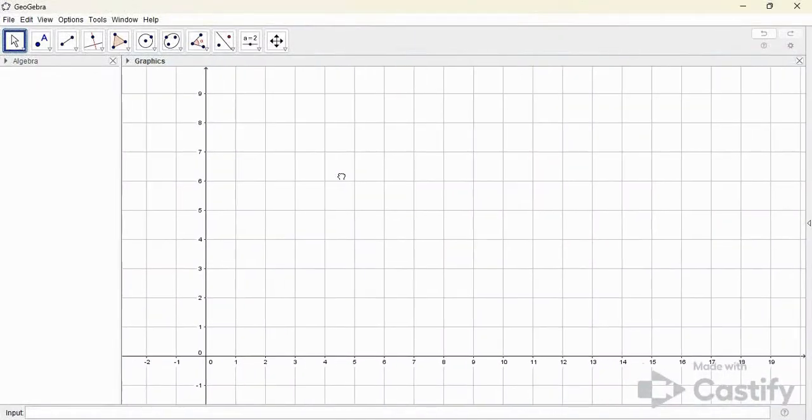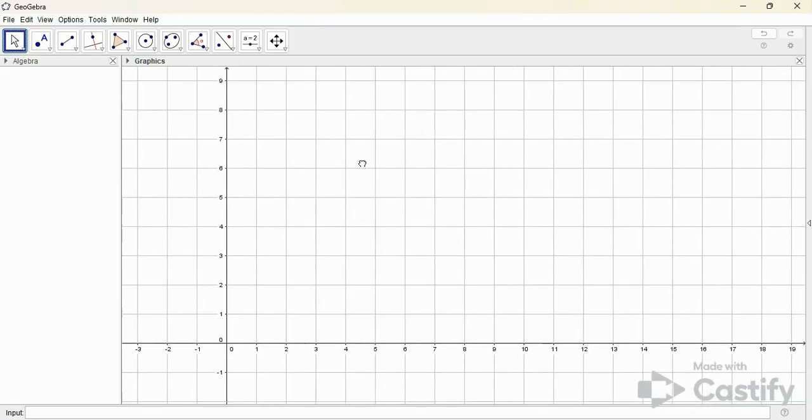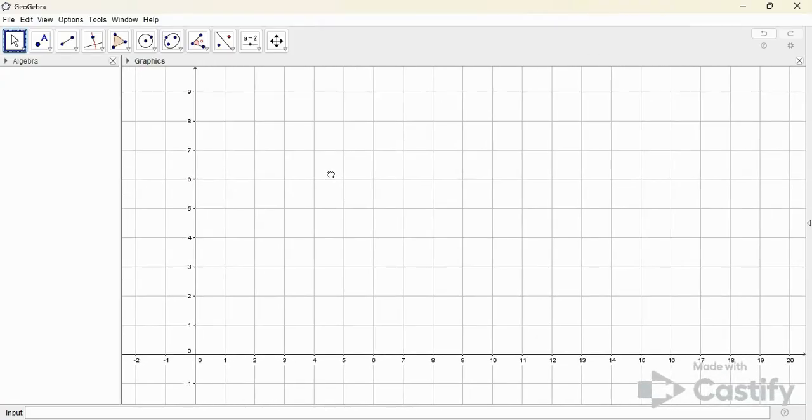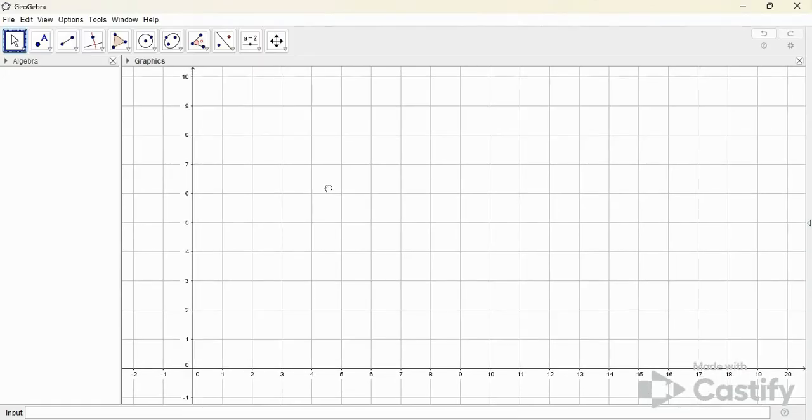Create your X and Y axes. Whichever way you want to do it, just look at the numbers that you're given and see how much space you're going to need. So this is my y-axis, this is my x-axis. Alright, and I'm going to go ahead and plot some points. Here are the points.